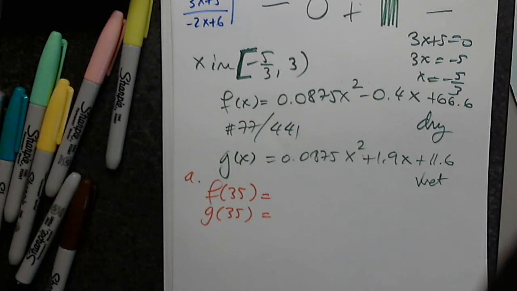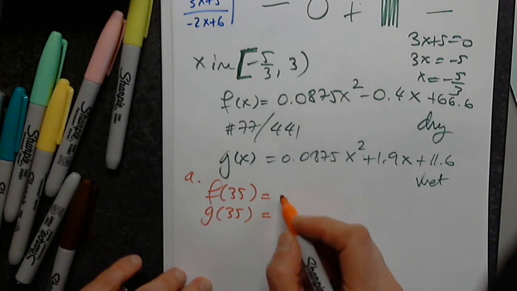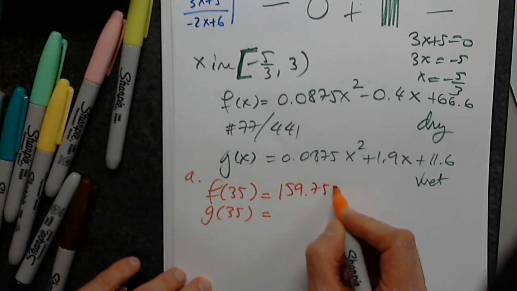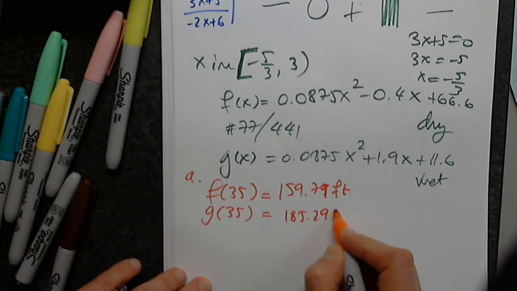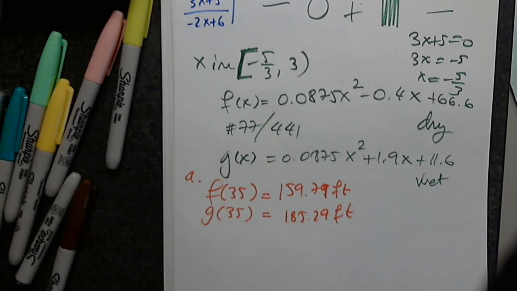Okay, so in second and table, I will plug in 35. And when I plug in 35, I get both answers at the same time. So the first one, which is on dry pavement, 79 feet. And the other one, 185.29 feet. Perfect. Now we're ready for part B.